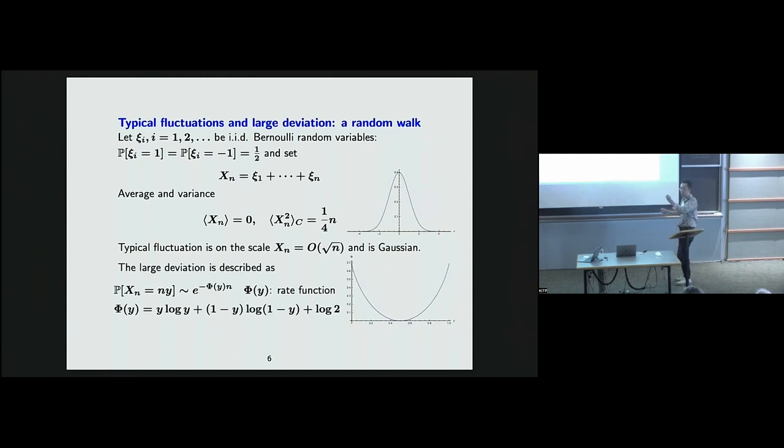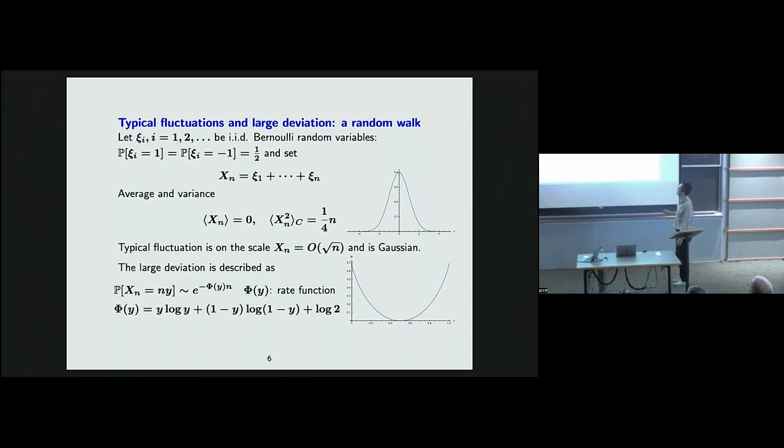So this can be considered the position of the random walker at time n. And of course, these are independent, so it is easy to calculate the average, which is 0, and the variance, which is basically proportional to n, as you know. Of course, this is squared, so basically this means that the typical fluctuation is on the scale of square root of n, and on this scale, we see a Gaussian distribution. This is the central limit theorem, which you know very well.